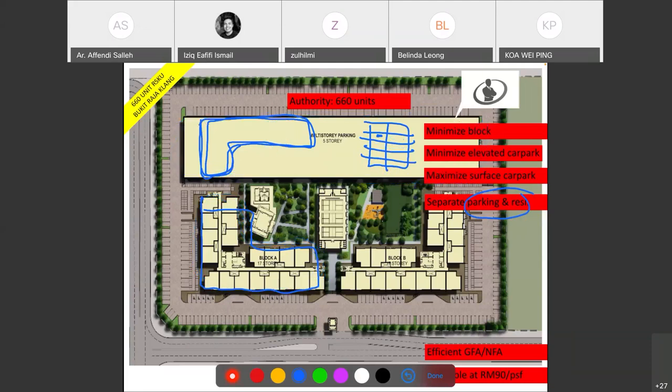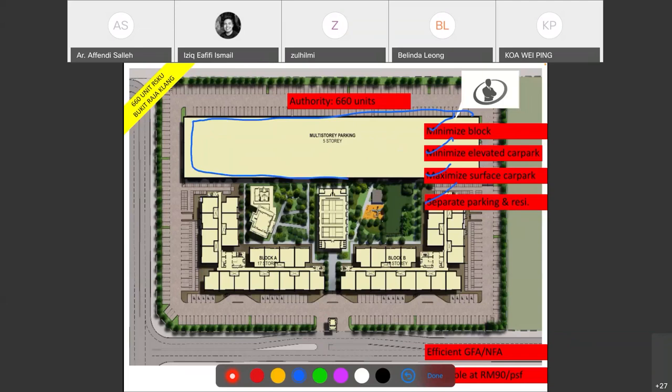So why am I telling you all this? It is because these four requests from the developer alone already stipulate and dictate how your architecture looks. It will already dictate how your site planning looks, right? You are very much tied to a configuration like this or like this, to do the blocks. Or maybe you want to do the podium car park here and then the apartment here and here, right?